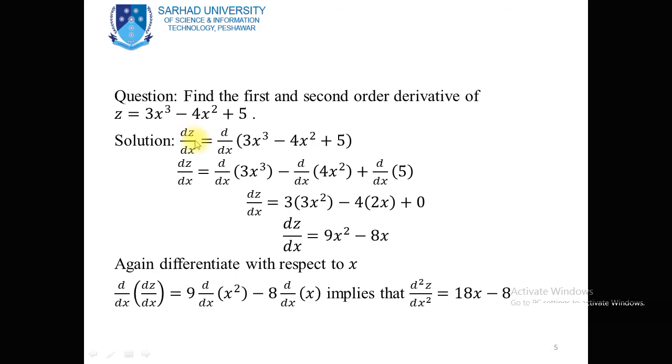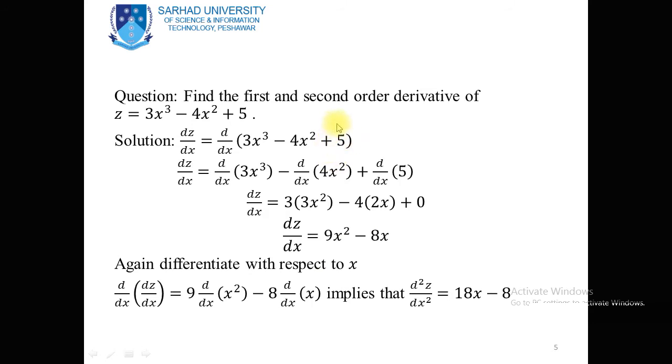So we take the derivative at the left hand side and at the right hand side. So derivative of 3x cube with respect to x, derivative of 4x square with respect to x, and derivative of 5 with respect to x. So using the power rule, multiply this power with the coefficient and subtract 1 from the power, we obtain 3 into 3x power 2 minus 2 into 2x power 1, and the derivative of this constant term is 0. So the derivative of the function with respect to x is equal to 9x square minus 8x.